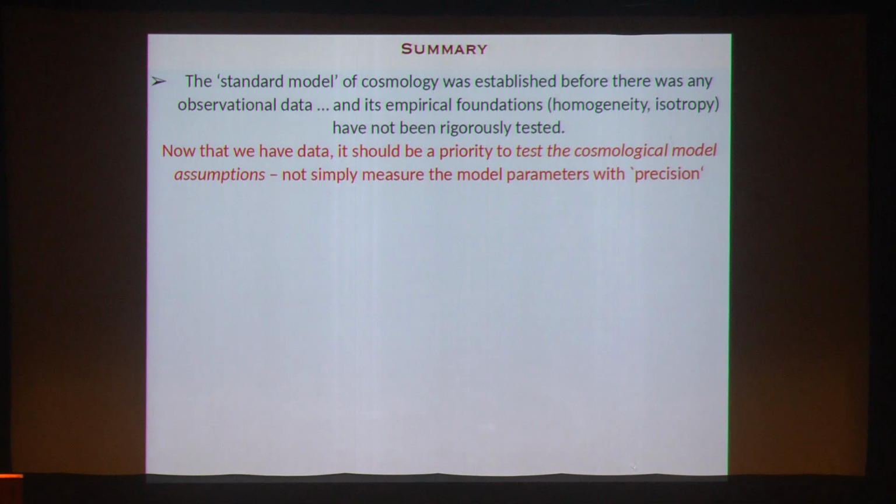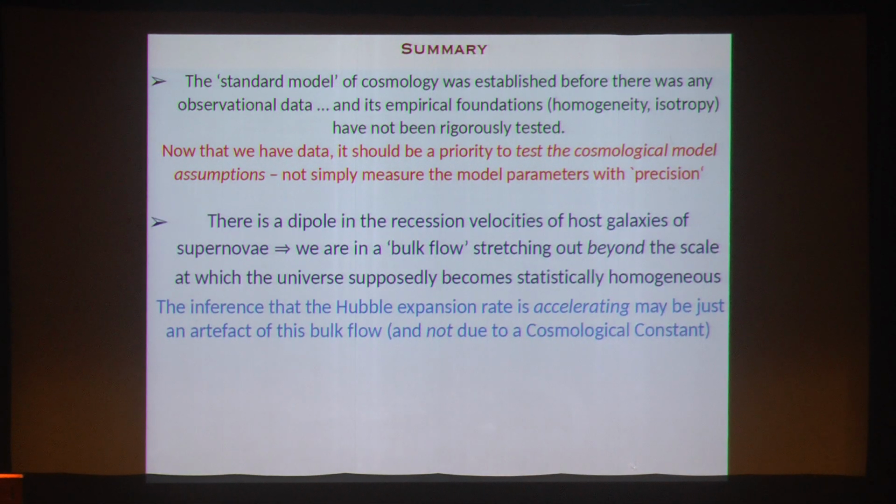But now we have data, we have a responsibility to test the fundamental assumptions and not just talk about precision cosmology of the parameters of this arbitrary model, which is unphysical from a fundamental point of view. What we find is that there is a dipole in the precession velocities of galaxies around us, and that tells us that we are in a so-called bulk flow, which is stretching out well beyond the scale where we expect it to have died out, and therefore we have not converged to the CMB frame. And the inference that the Hubble expansion is accelerating could just be due to the fact that we are not indeed the kind of observers that we are assumed to be.